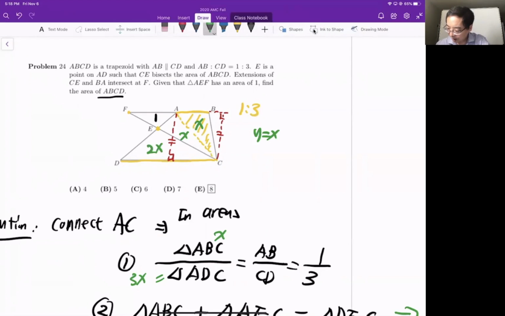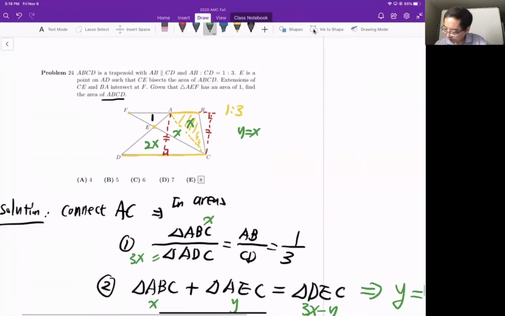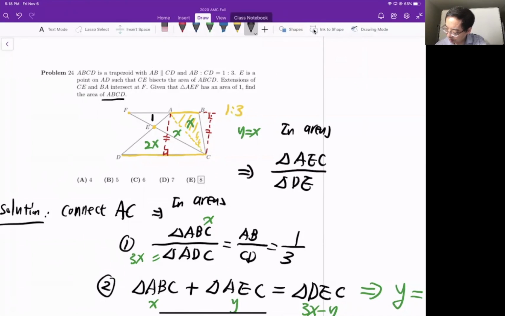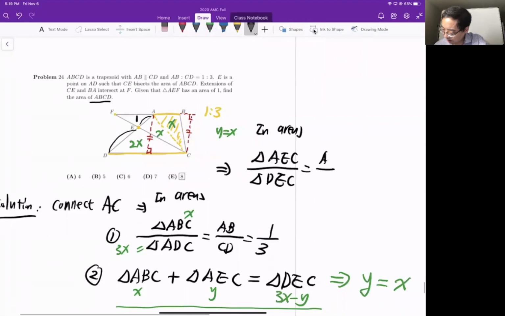Now, the point is, after I know the areas, I get the ratio of the area of AEC over the area of DEC. This is the same as the ratio of their bases AE and ED because they share the same height. So here we get just AE over ED. The ratio of this we already have. That's just 1 over 2. So this to that is 1 to 2.